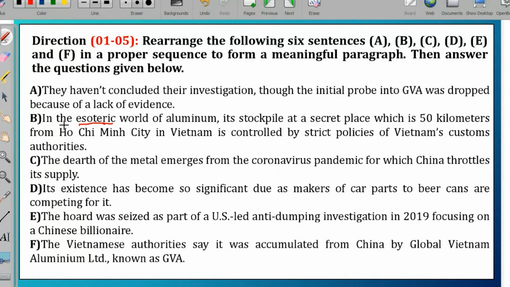In statement B, in the esoteric world of aluminium, its stockpile at a secret place which is 50 kilometers from Ho Chi Minh City in Vietnam is controlled by strict policies of Vietnam's customs authorities. The dearth of the metal emerges. Dearth means scarcity, shortage or deficiency. Shortage, deficiency, scarcity. Dearth means that. The dearth of the metal emerges from the coronavirus pandemic for which China throttles its supply.